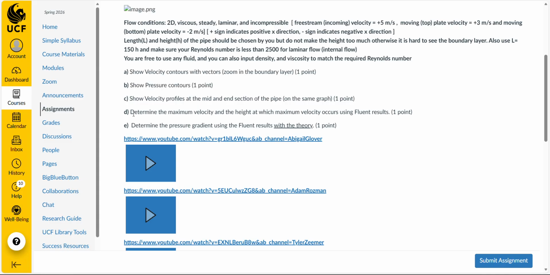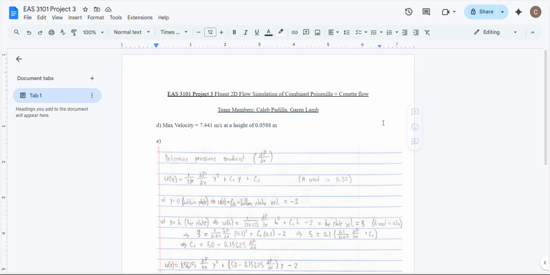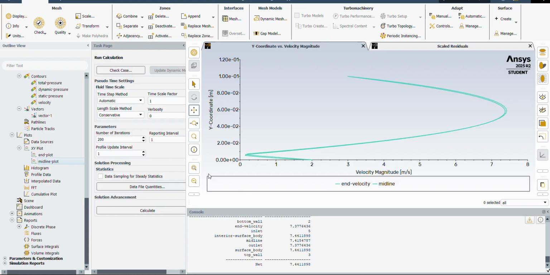So to start, we can look at D, which is to determine the maximum velocity and the height at which maximum velocity occurs using our Fluent results. If we go over here in our report, I have in part D the max velocity of 7.441 meters per second at a height of 0.0588 meters. And in Fluent, I'll just go to Fluent right now.